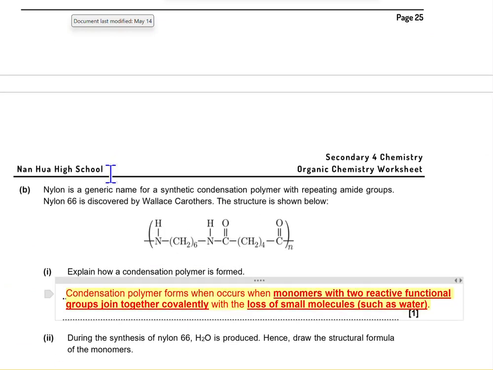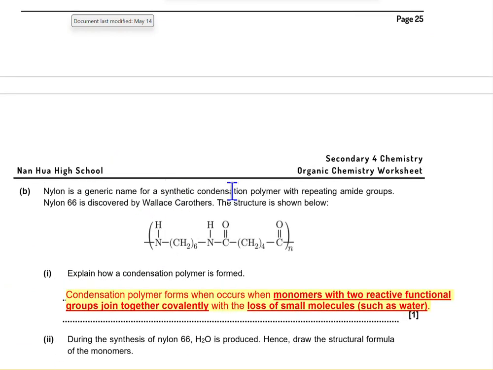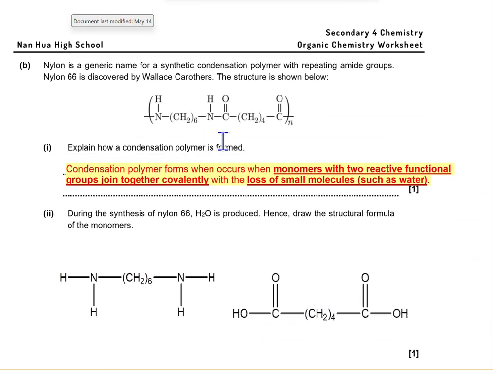Next one. Nylon is a generic name for synthetic condensation polymer with repeating amide group. So this is one of nylon, nylon 66. Explain how a condensation polymer is formed. All these, like how addition polymer and condensation polymer form, are theory that you can memorize. So condensation polymers are formed when monomers with two reactive functional groups. Remember I mentioned a few times, there must be two functional groups. One functional group doesn't work. All right, it must be on both sides. Two reactive functional groups.